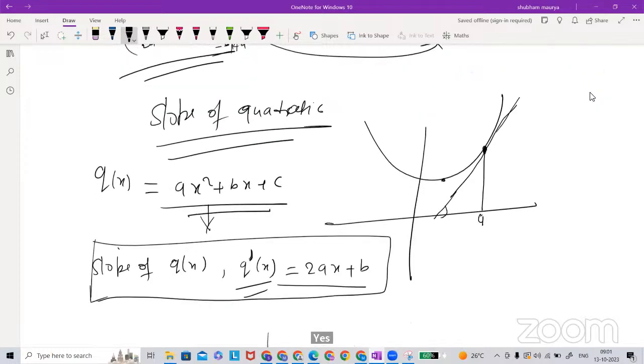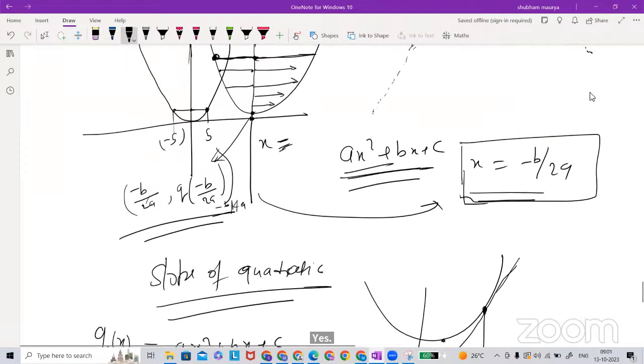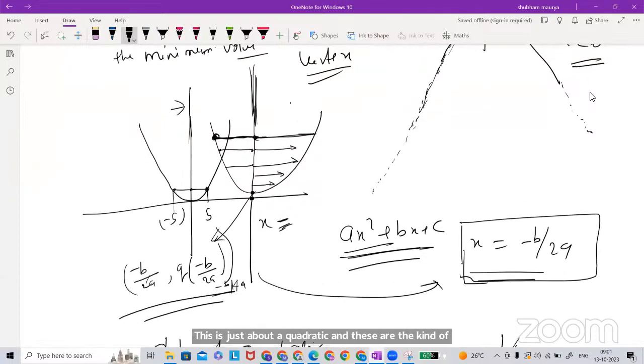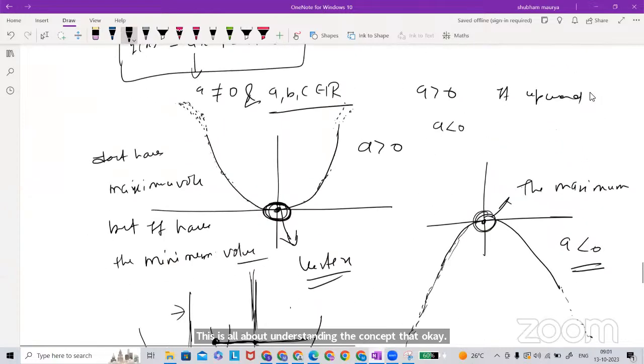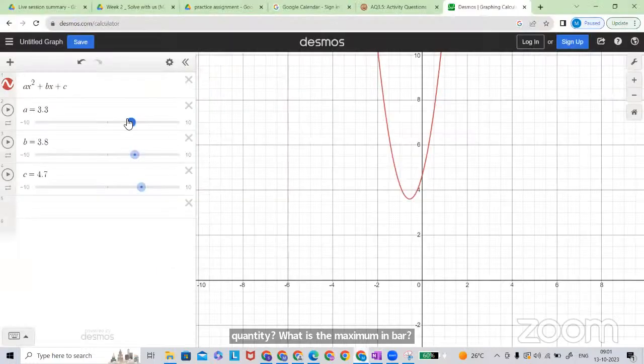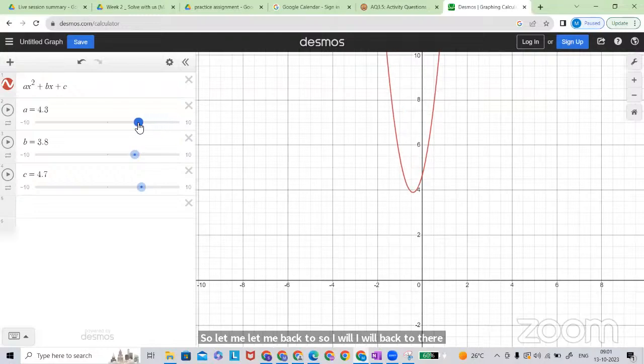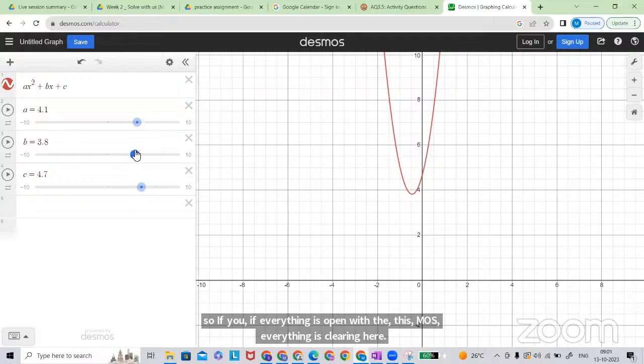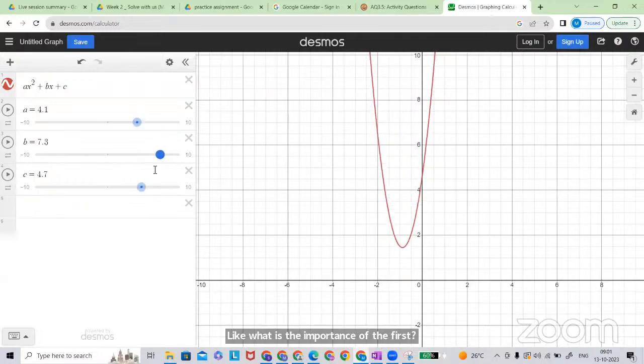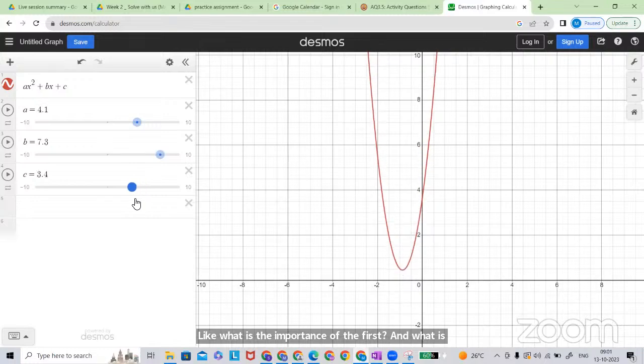In week 3, there is nothing more. This is just about the quadratic, and it is all about understanding the concept of why it is so: what a quadratic is, what the maximum and minimum are. Everything is now clear after Desmos. What are the effects? Roots of the quadratic. Everything is clearing up here, like the importance of the first coefficient, the second coefficient and the third coefficient.